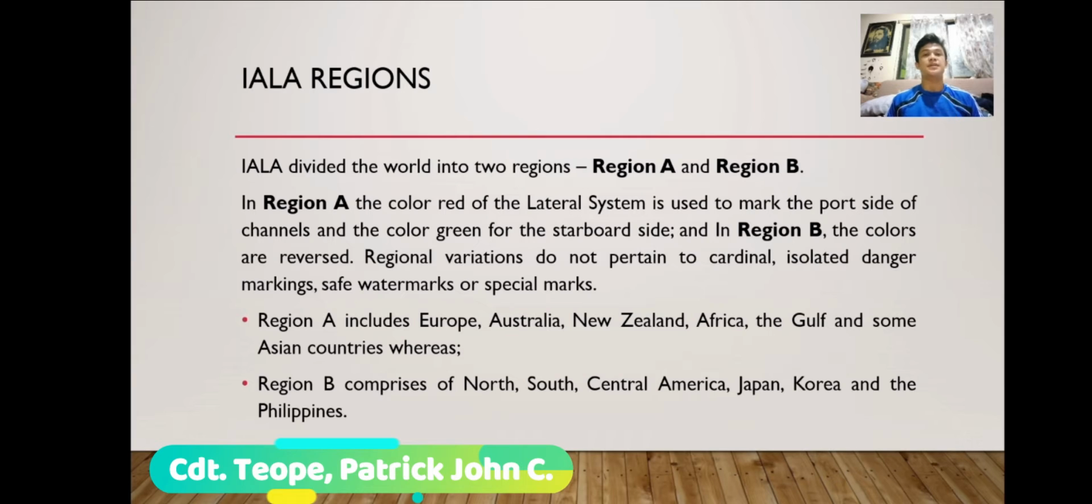So, IALA regions. IALA divided the world into two regions, Region A and Region B. In Region A, the color red of the lateral system is used to mark the port side of channels, and the color green for the starboard side, while in Region B, the colors are reversed. Regional variations do not pertain to cardinal, isolated danger markings, safe water marks, or special marks. So, when you are in Europe, you have to comply with Region A, while when you are in the Philippines, Japan, or Korea, you have to follow Region B.